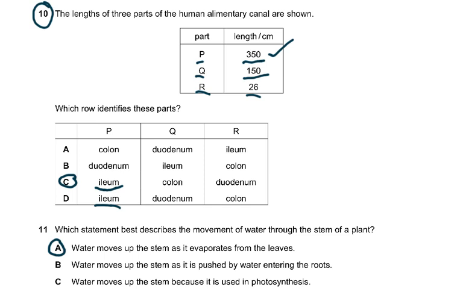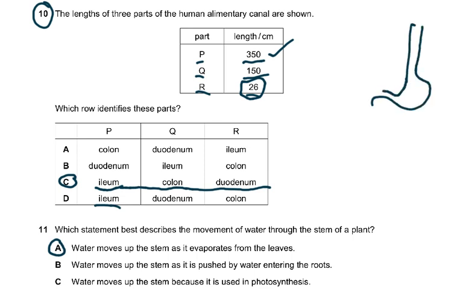So duodenum has to be R. Why? Because it's the shortest in length. So the answer is this: duodenum, ileum, colon. If you look at it, you see this is the esophagus, and the esophagus opens into the stomach, and then this part is the duodenum, only this part. And then of course we have the ileum, which is very long.